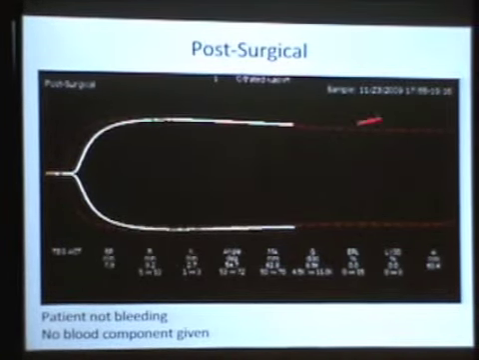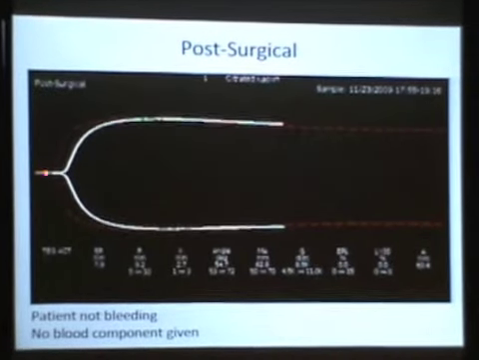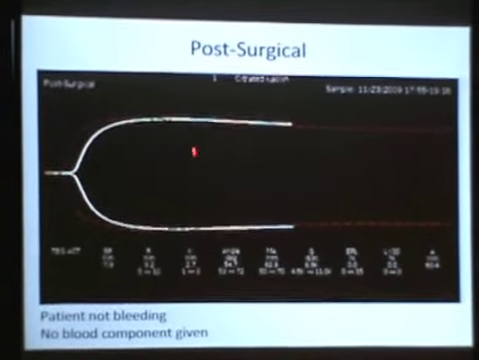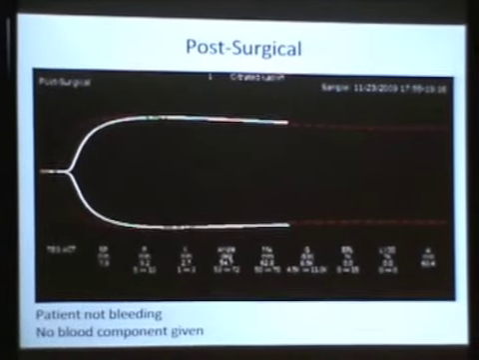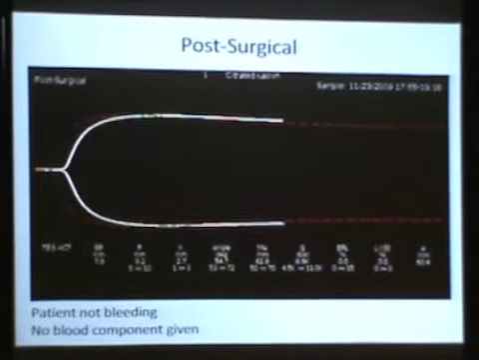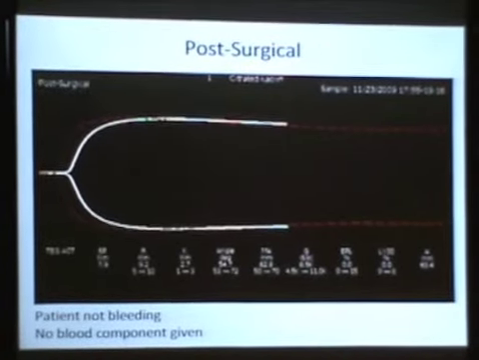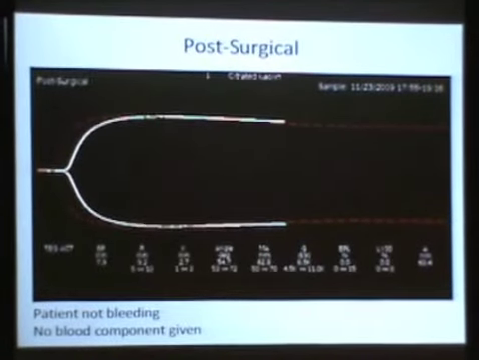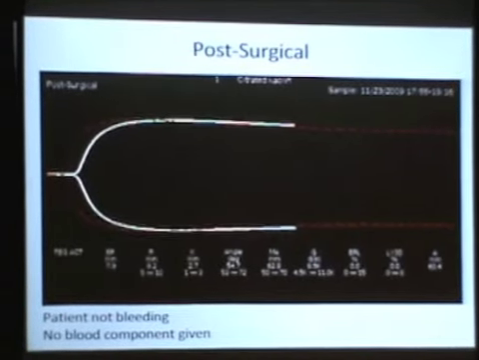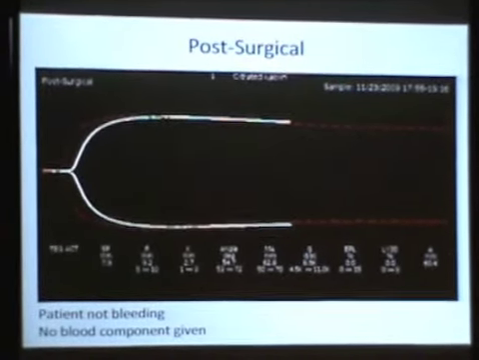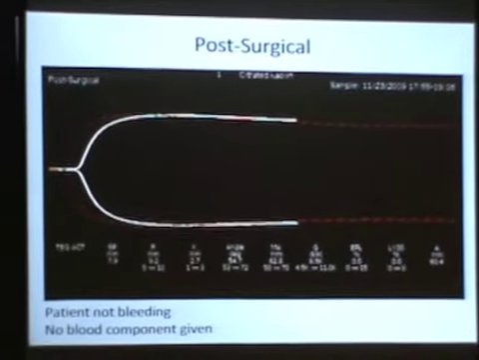ICU. See what that heparin's doing now? See how it's lengthening the R and narrowing the MA? This person's hypercoagulability is all thrombin-based. This person needs to go on Coumadin, long-term Coumadin, to protect them. Patient was not bleeding, no blood component given. Because they had the foresight to run the assay, it showed this patient was going to bleed.